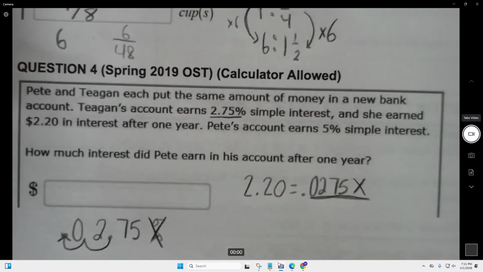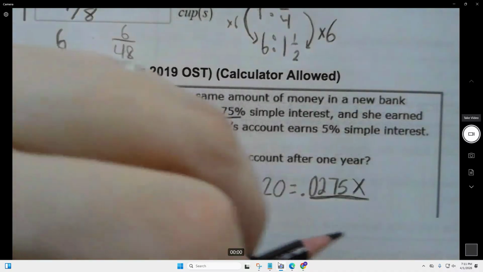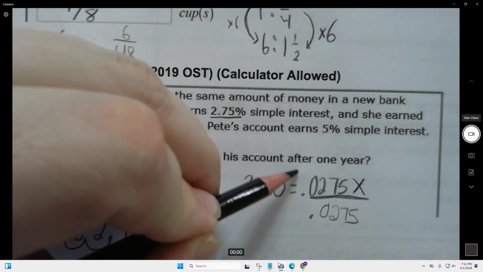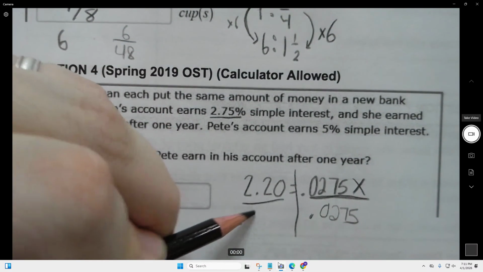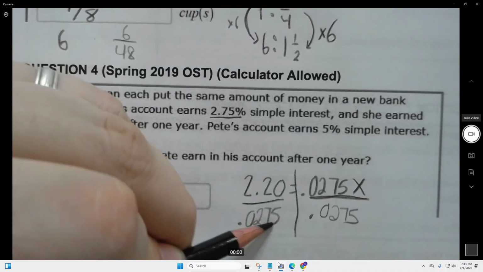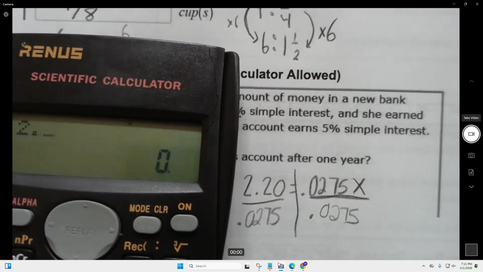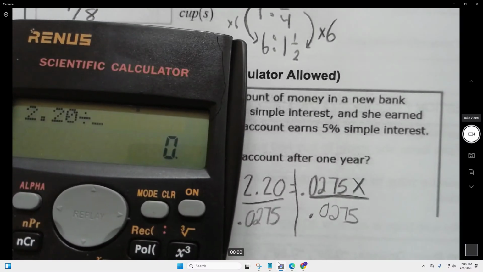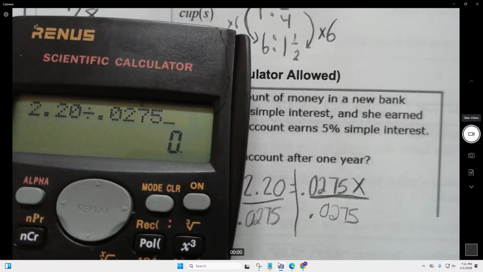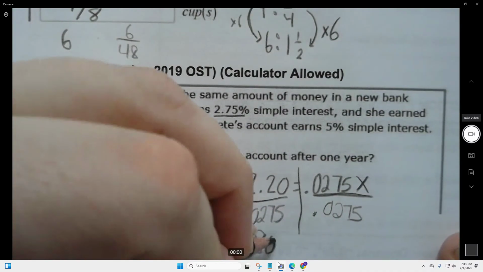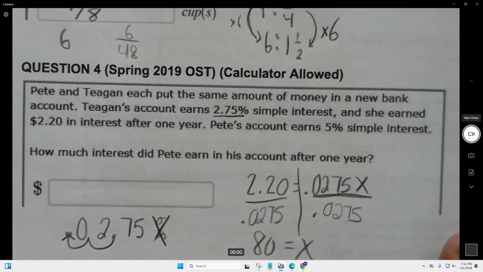So now we're going to divide both sides by 0.0275. And if you don't quite understand that, I would again advise looking over the video for expressions and equations, because that's where I go more in depth onto how these work. But 2.20 divided by 0.0275 gives us $80. That means that the original balance of Tegan's bank account was $80.